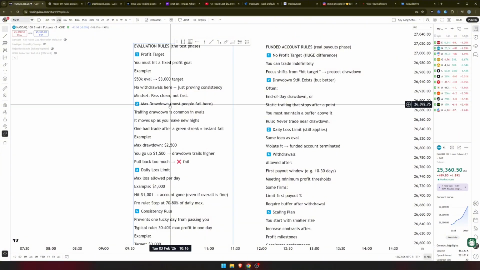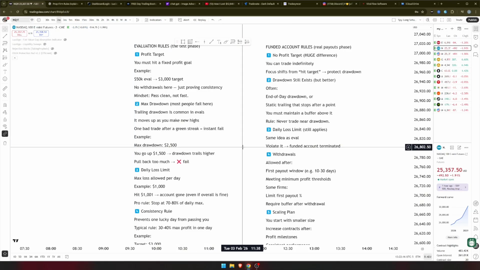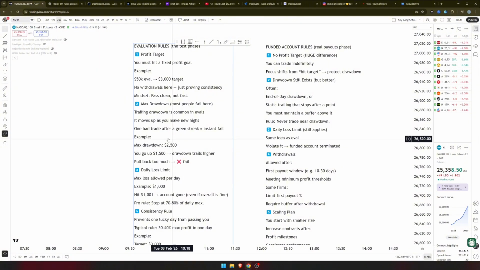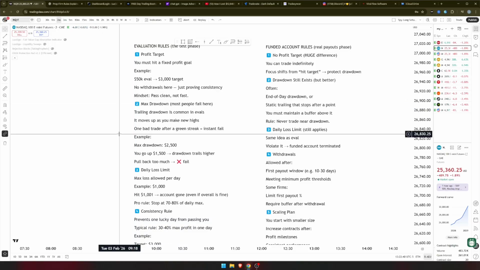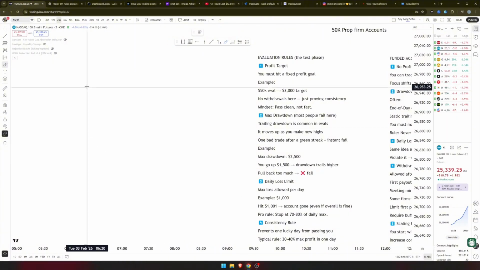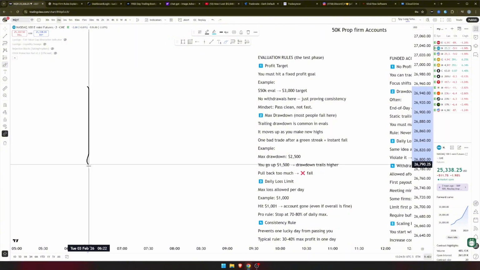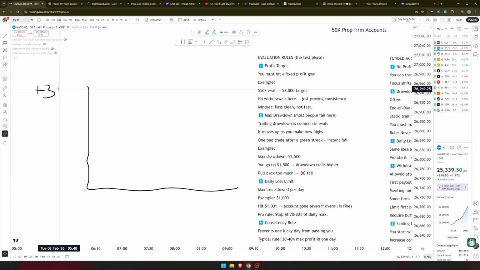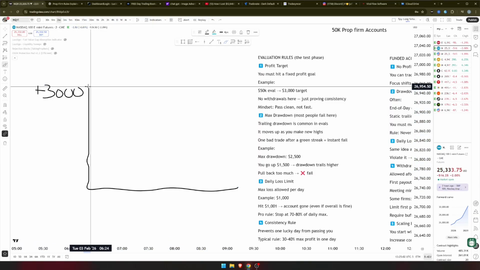The max drawdown. This is how much you're allowed to lose on the evaluation. It's typically around $2,500. I know some have 2,000, but they also have more beneficial rules that compete with other firms that offer a 2,500 max drawdown. The trailing drawdown moves up when you make new highs. Just to give you an example of the max drawdown, let's say we have a chart here. This is our profit target, 3,000 at this mark right here.